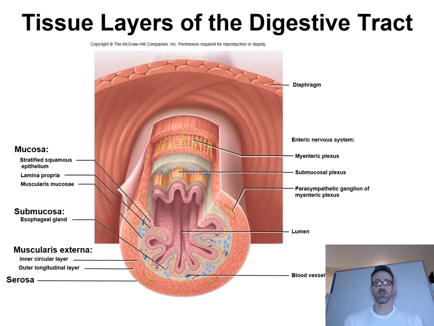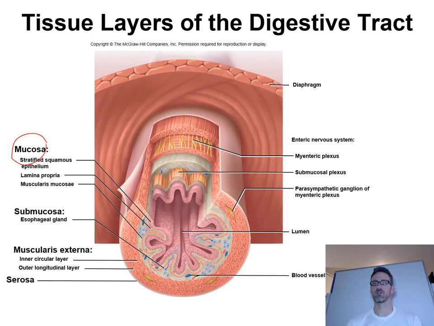To further look at the anatomy here, we look at the thickness of the walls in layers. The innermost layer is called the mucosa. The mucosa, which I'm circling over here, has stratified squamous epithelium in the esophagus, for example, but it's not stratified squamous epithelium throughout the entire alimentary canal. It changes.